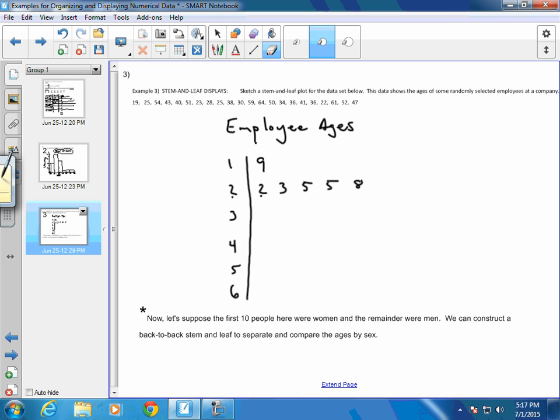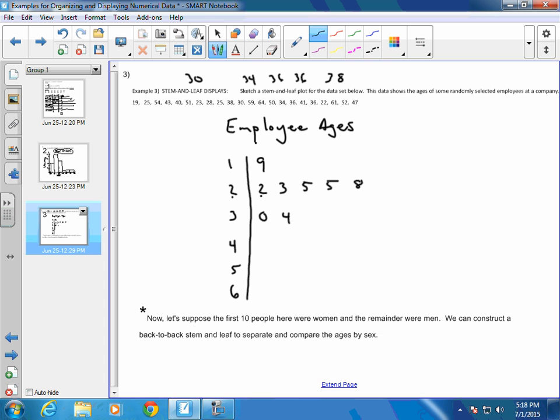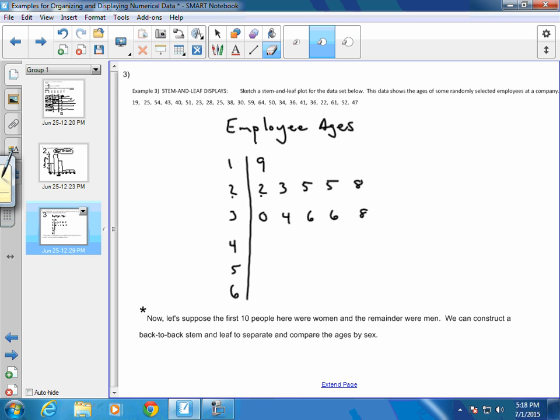All right, let's do the same for the 30s. All right, so scan through. I'm going to look for the 30s here. We've got a 38. We got a 30. We got a 34. A 36. And then we got a second 36. So again, we'll put them in order, the 0 for the 30, then the 4, the 6, the 6, and the 8. Then I can go ahead and get rid of these.